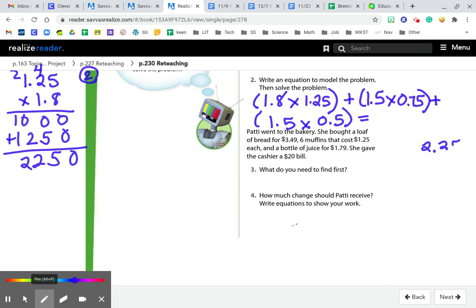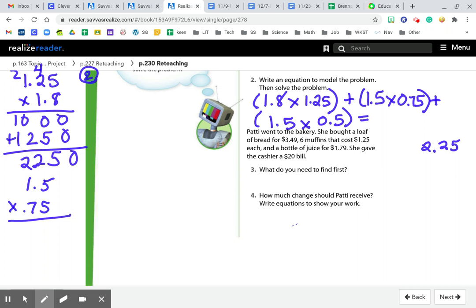2.25, that's my yellow. Now I will do the green, which is 1.5 times 0.75. And that is rounding to 2, rounding to 1. I'm going to be less than 2 for that one too.